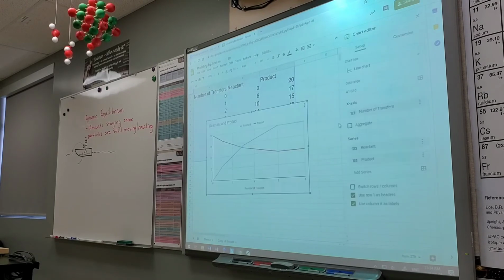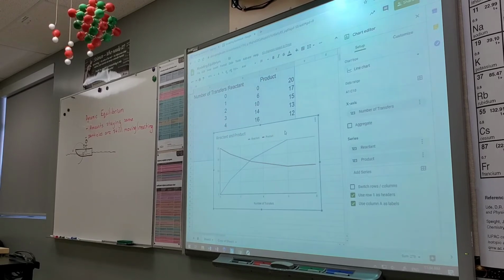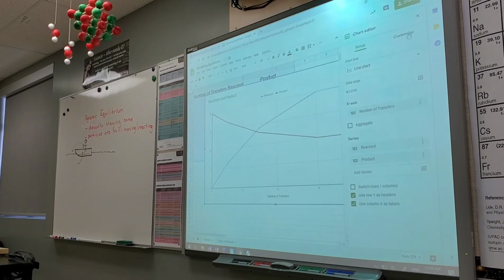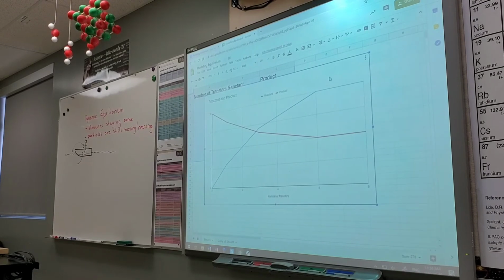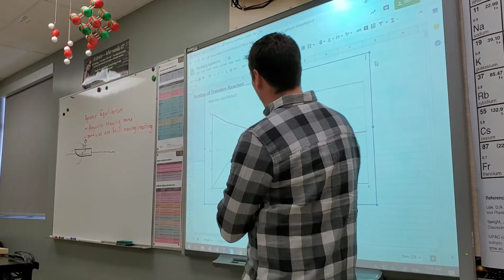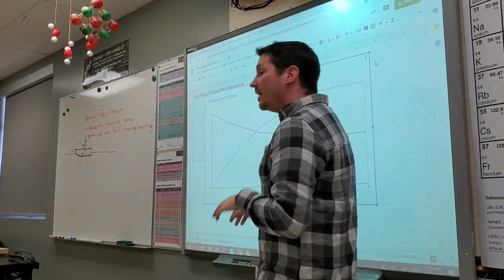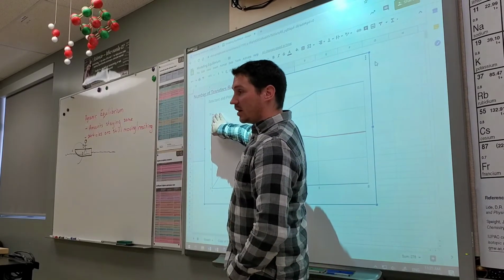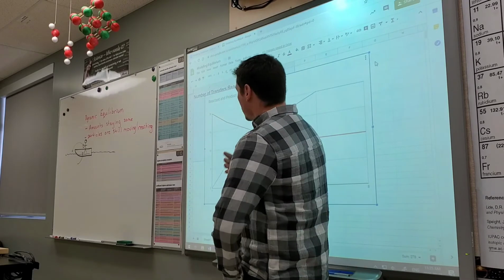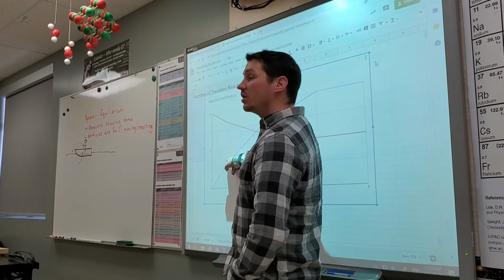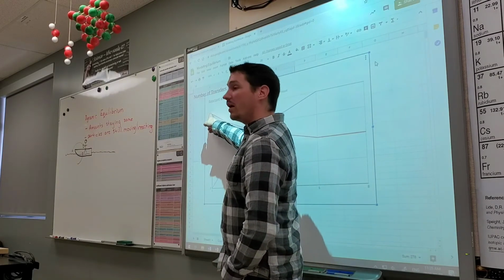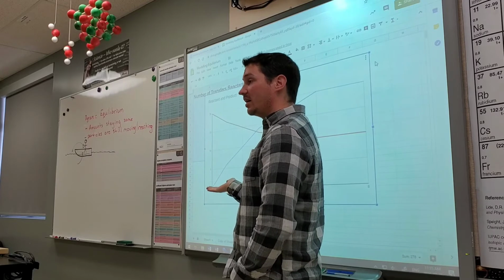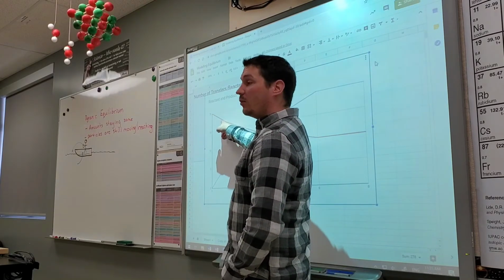So go insert chart, and boom. So here we've got our information. It takes 20, 30 seconds, whatever, to be able to graph this. And this is very typical of the kind of equilibrium curve that we see. In the beginning, would you agree, we only had products. We had no reactants in the beginning, right? So our reactant concentration is going to go up really fast, and our product concentration is going to go down pretty fast.